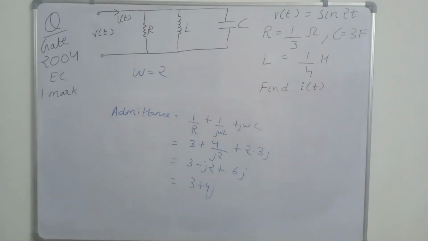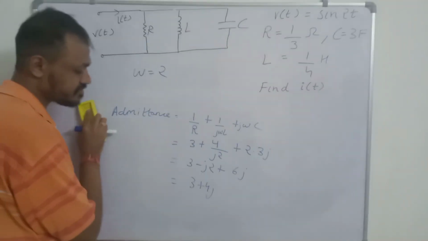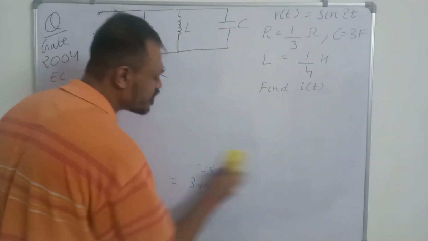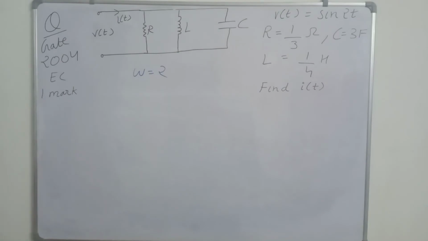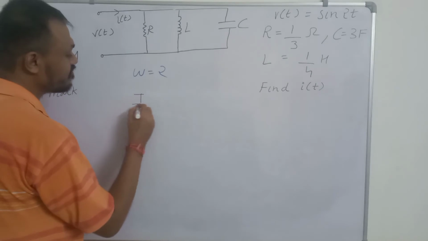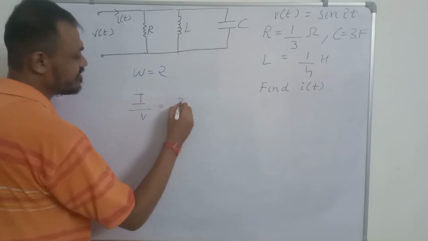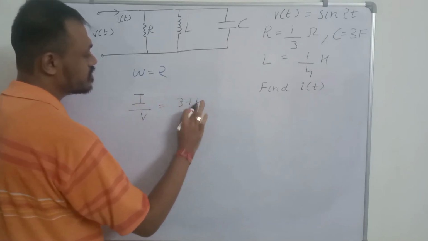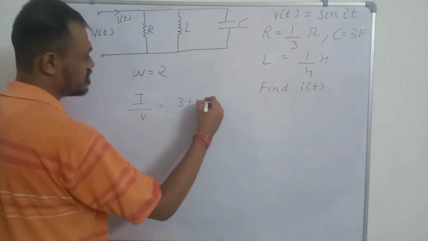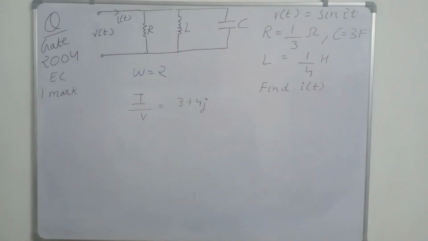So in a parallel RLC circuit we should find admittance, because we cannot easily find impedance as R, L and C are in parallel. We can find impedance, but it will be very time consuming. Now we have found admittance to be 3 plus 4j. So I upon V is equal to admittance, which is 3 plus 4j. The ratio of current to voltage is called admittance.